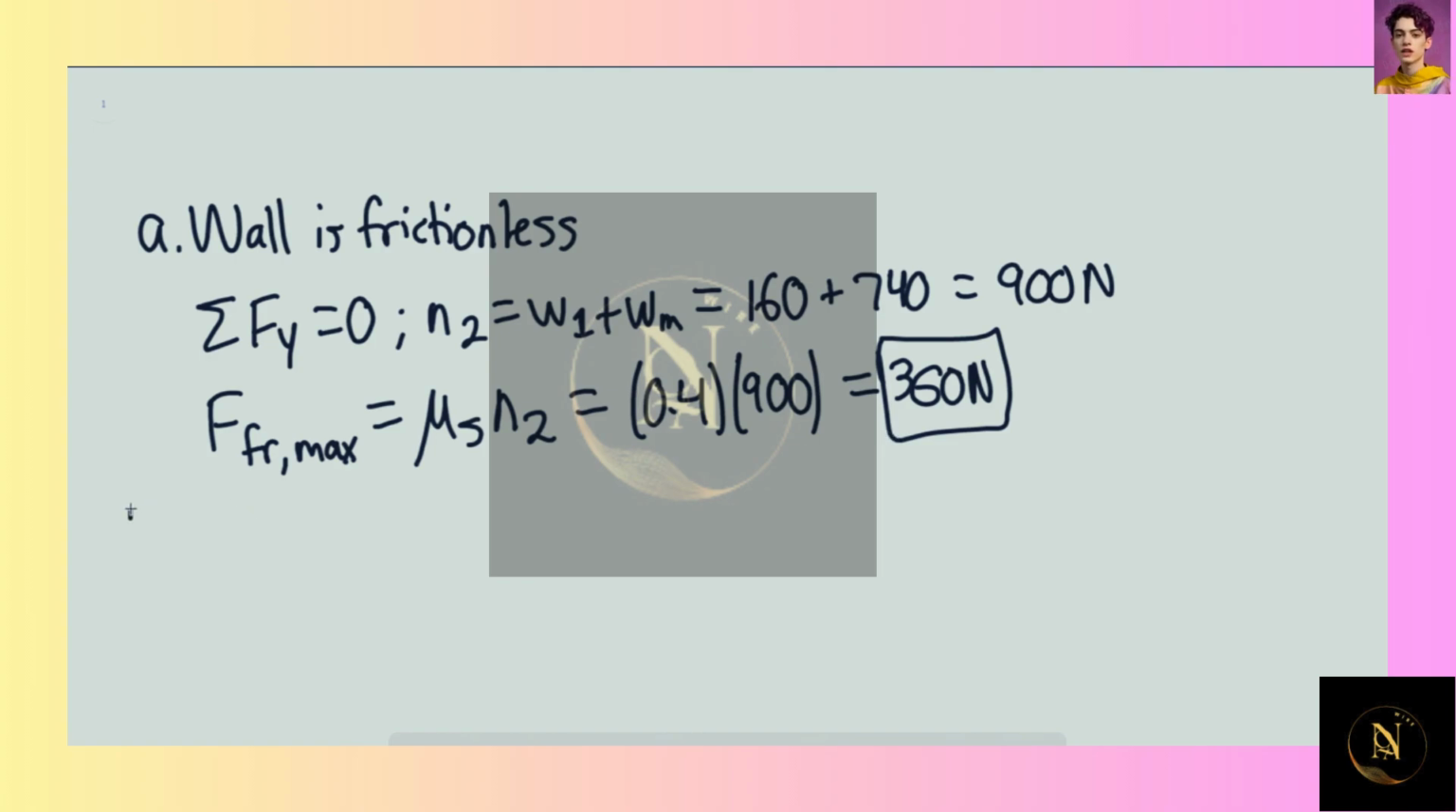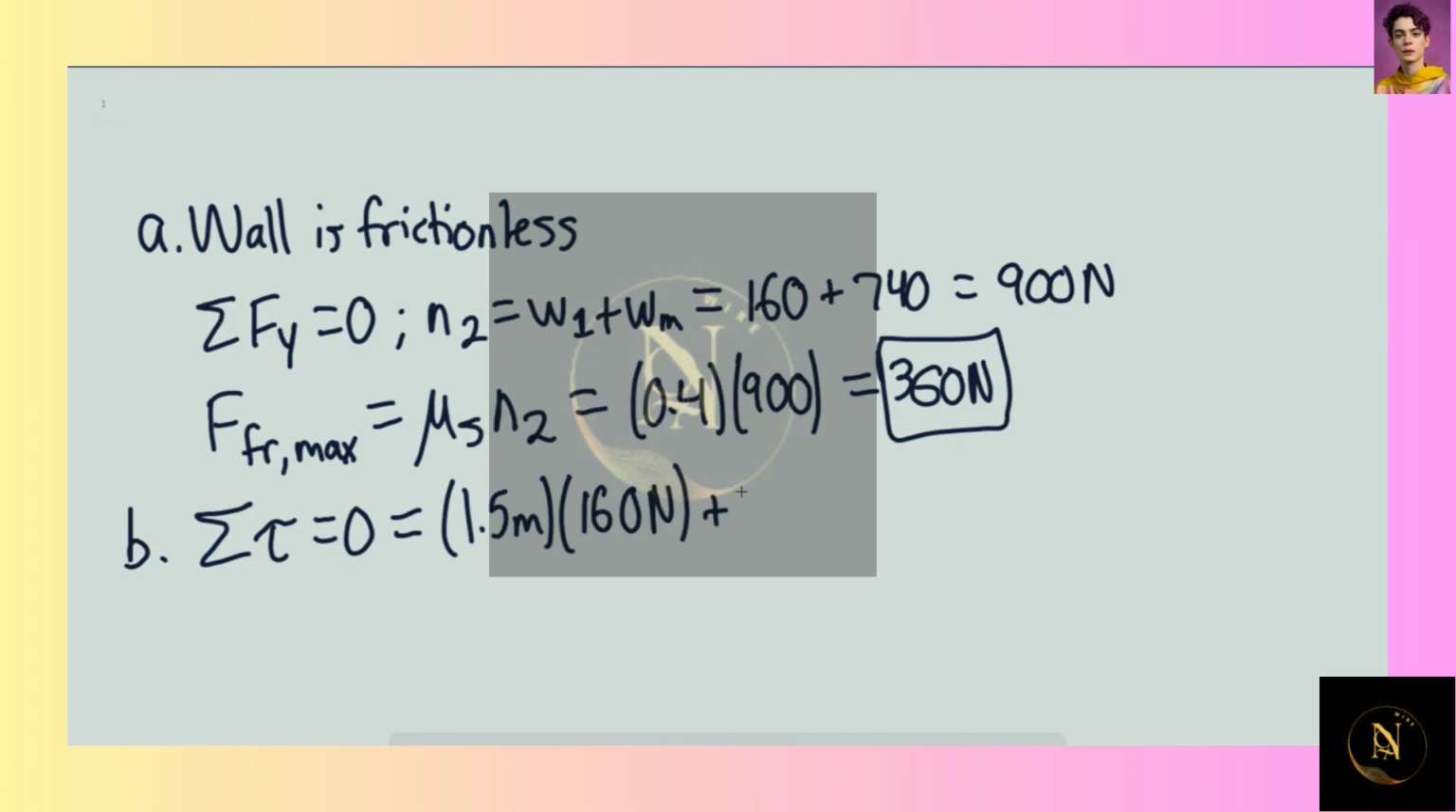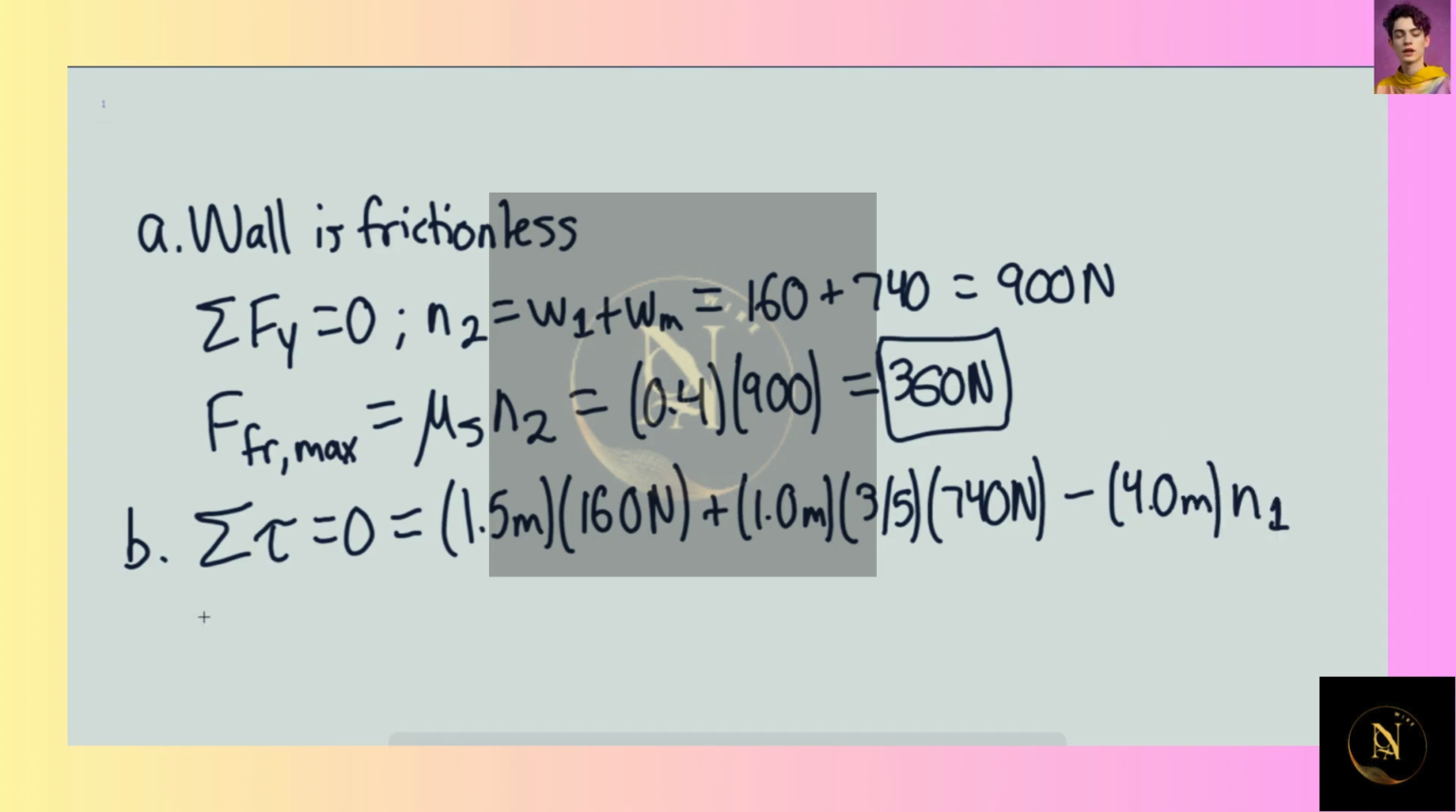For part B, they want us to find n sub 1, so this would be the normal force that is exerted by the wall on the ladder. So we can say that the sum of torques equals 0. Again, the ladder is in rotational equilibrium. This would equal 1.5 meters times 160 newtons plus 1 meter times 3 over 5 times 740 newtons, and then minus 4.0 meters times n sub 1. And we simply solve for n sub 1.